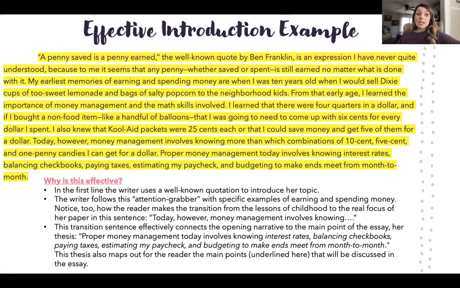This thesis in particular gives exact topics that they're going to be discussing. So we can actually see in the thesis statement how these paragraphs are going to be laid out. In body paragraph 1, the writer is going to be talking about interest rates. In body paragraph 2, they're going to be talking about balancing checkbooks. In body paragraph 3, paying taxes. In 4, estimating their paycheck. And in 5, budgeting from month to month. So we see why these different components are so important, and we see the difference between something that's done really well and something that didn't get a whole lot of thought.